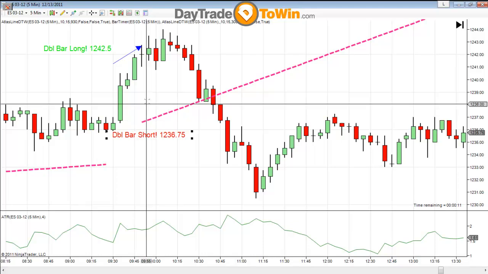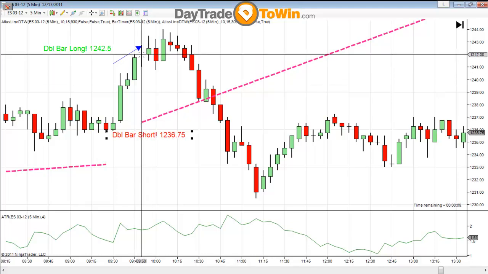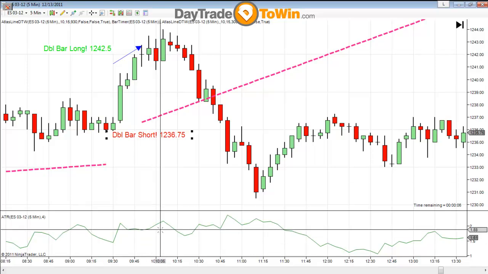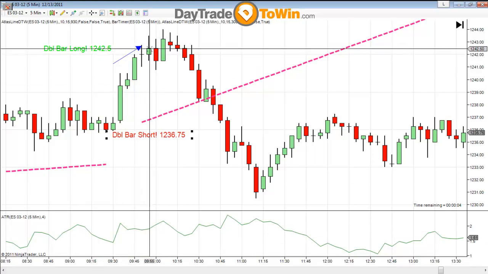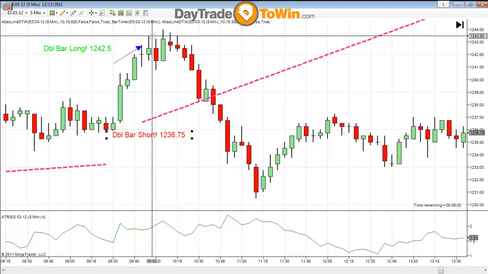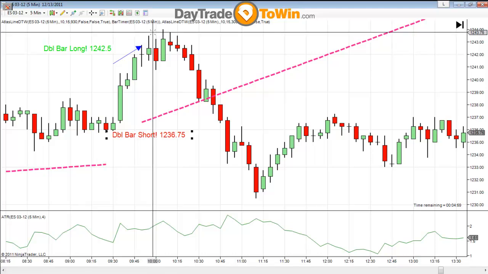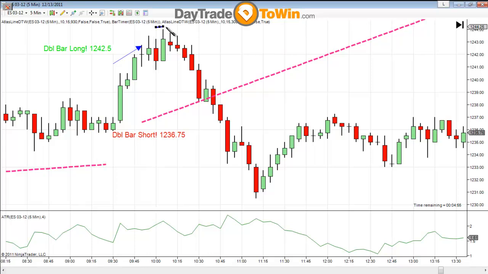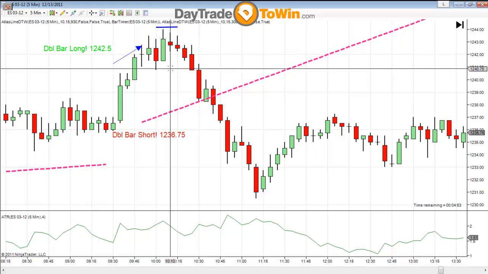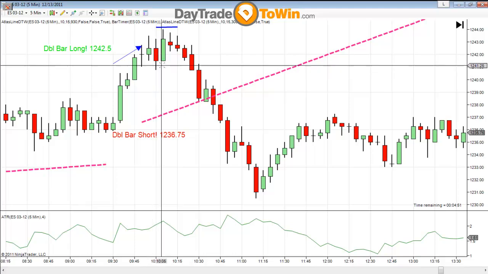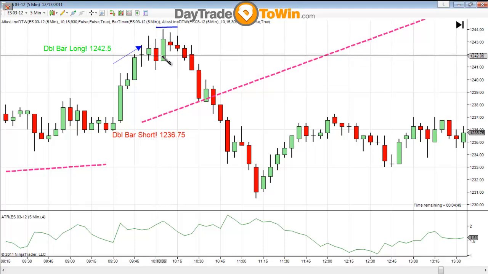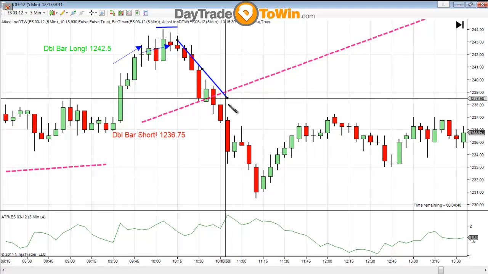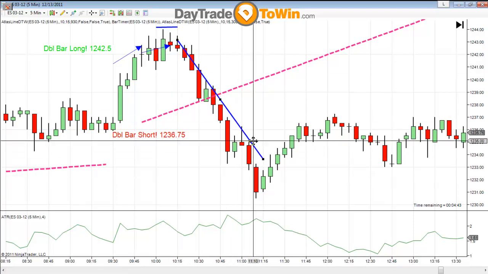Here is 1242.50 as my entry. I want a 1.75, so 1243.50, or 1244.25 would be my profit target. I didn't make it, so you're out of the trade from here to here, four bars later. And it saved you this entire mess of it going down, right?